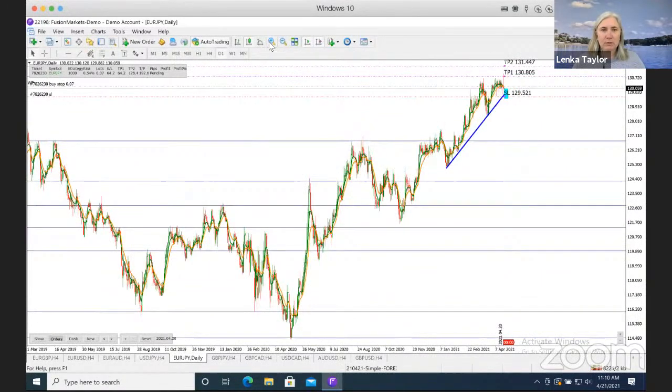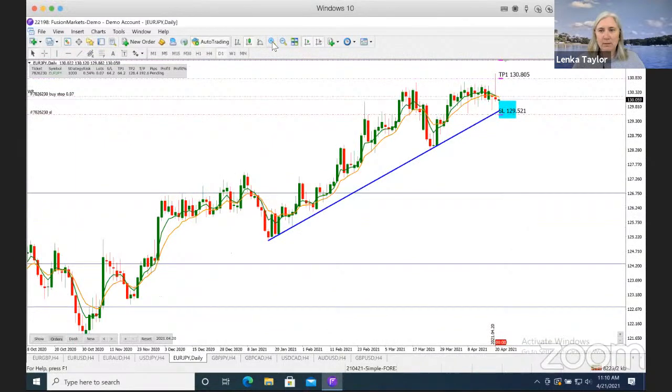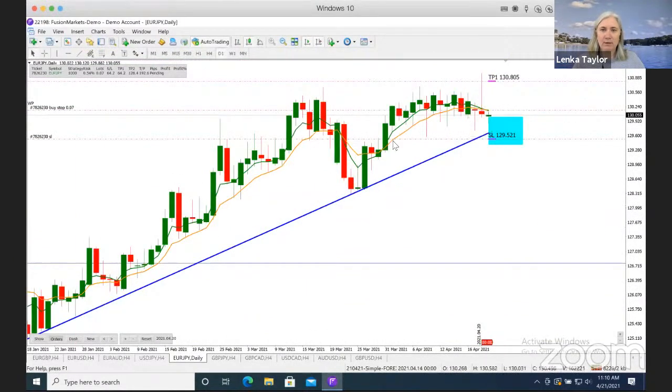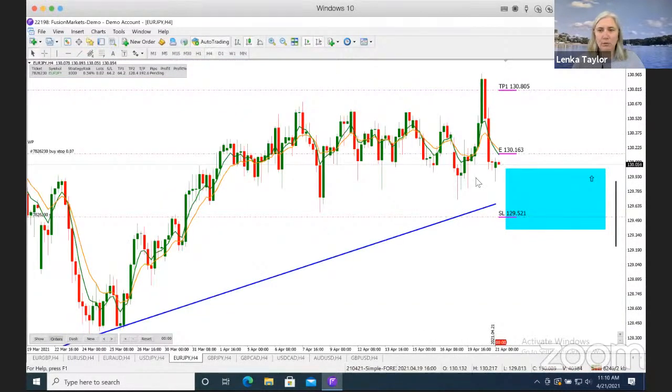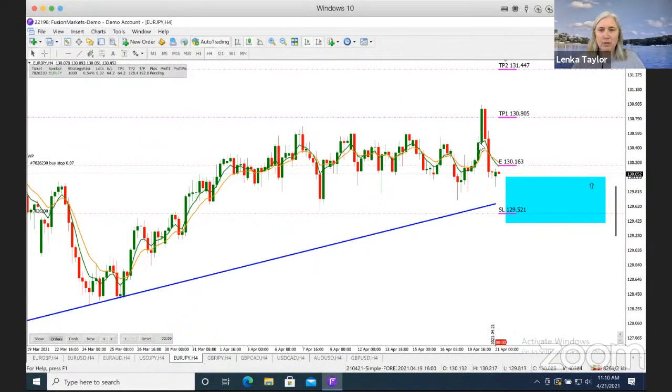Okay, so D1 EMAs, still following that sort of trend line there. So on H4, all I look for is the entry. And since it's been ranging sideways, if the entry is at the bottom of the range, then I'm happy to enter in. So that's the logic behind that.